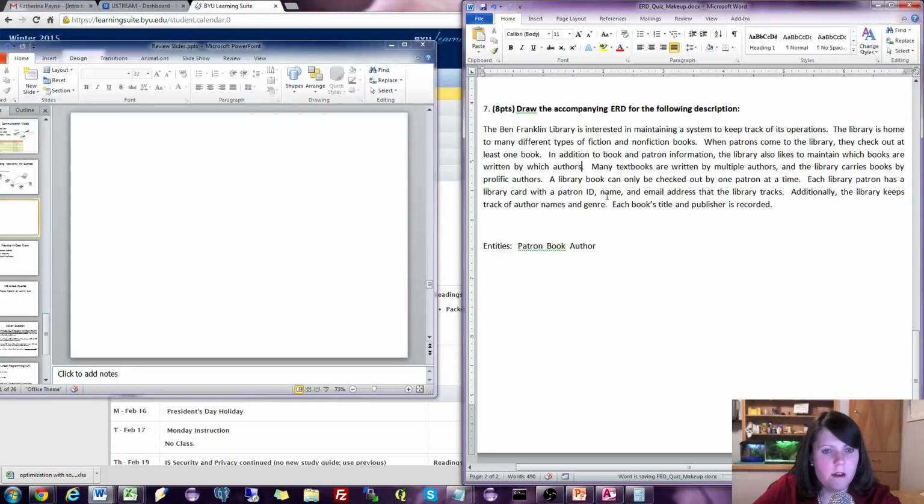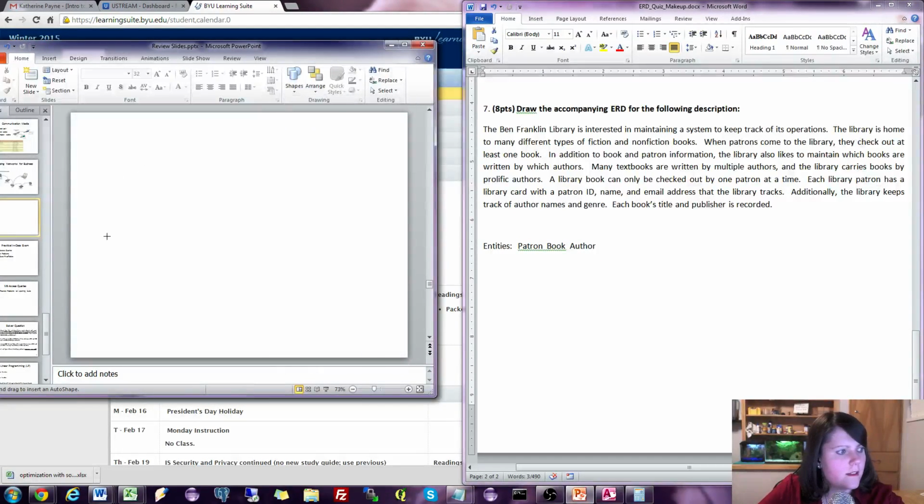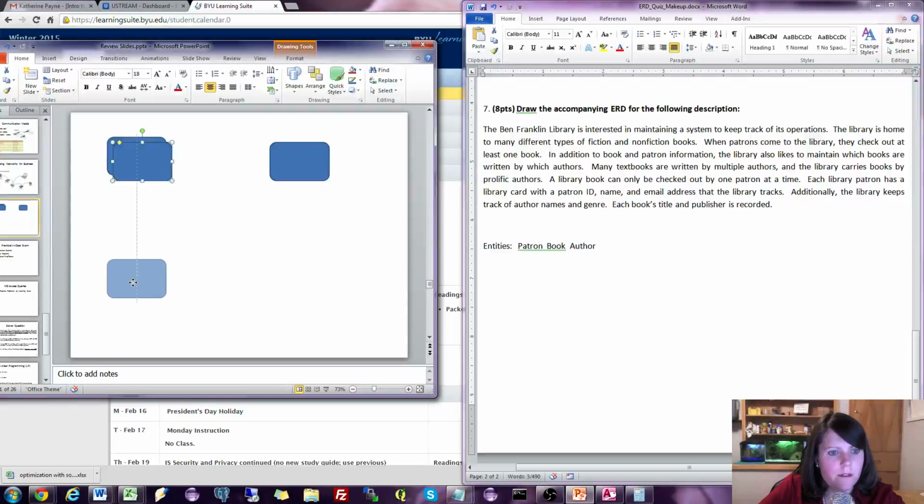Okay, so we said we need patron, book, and author appear to be our entities. So let's draw those. And again, this is for your testing center portion, which is unlimited time, by the way. Okay, so I've got 3 entities. So patron, book, author. All right. So I'm just going to put a little dash underneath so we can get our attributes in. Okay, book and author.